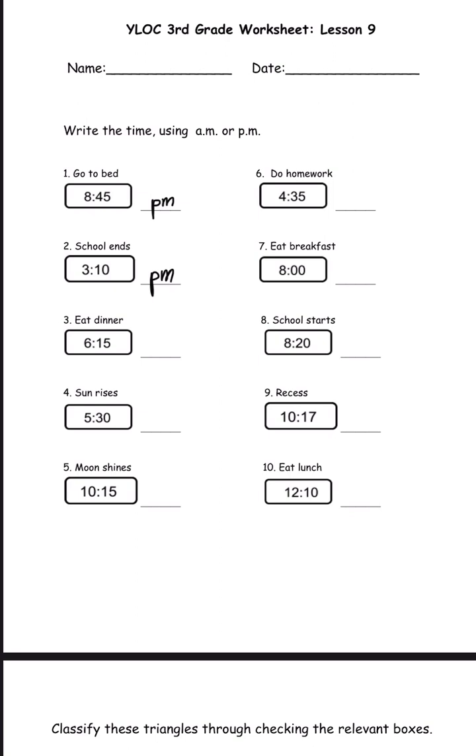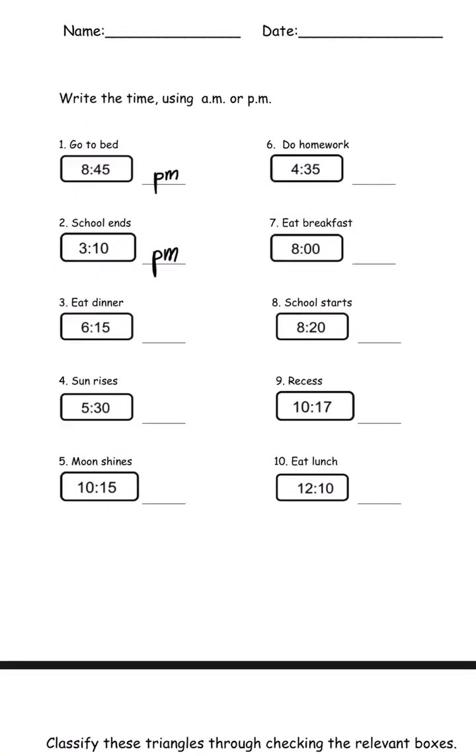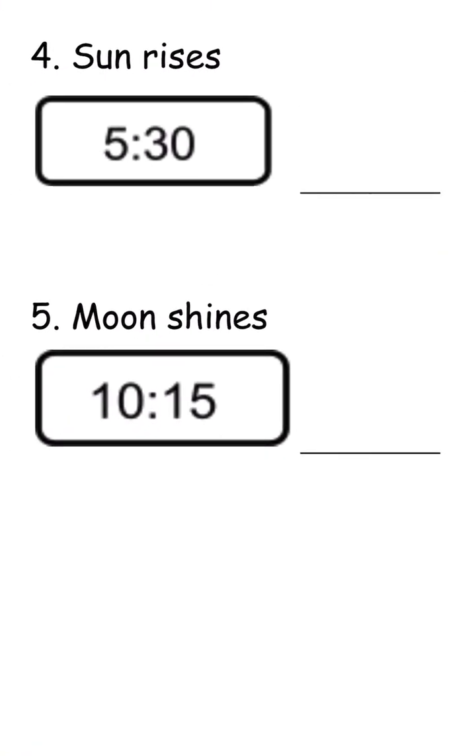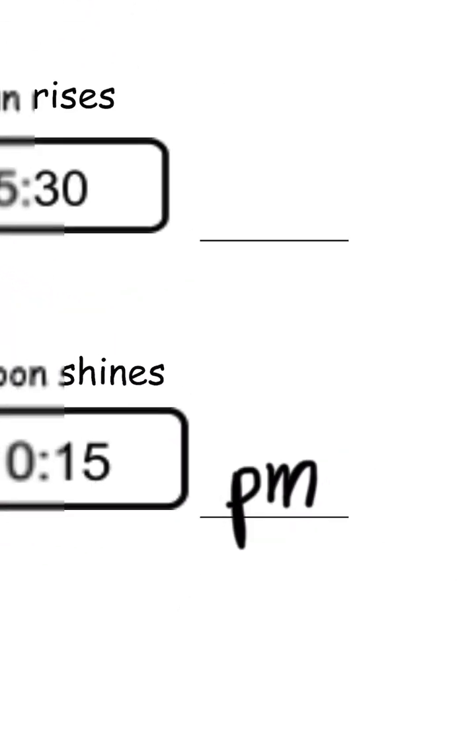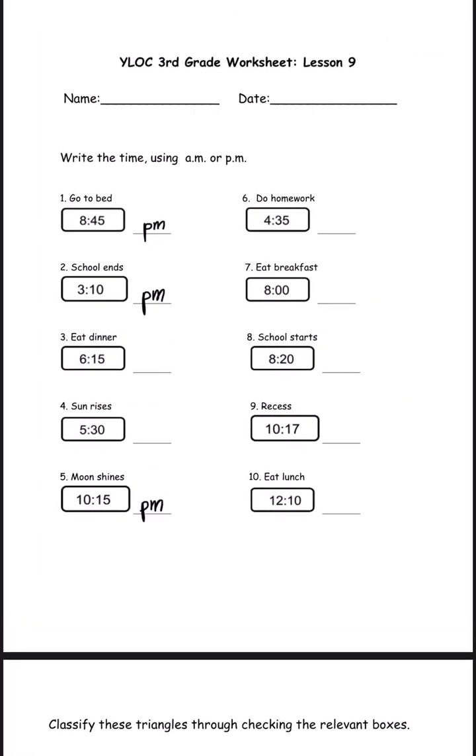Let's look at number 5. For number 5, it says the time when moon shines. And it's going to be 10:15, so it has to be at night. So it's also going to be PM since it's before midnight, but it's after the noon. And let's move on to number 7.